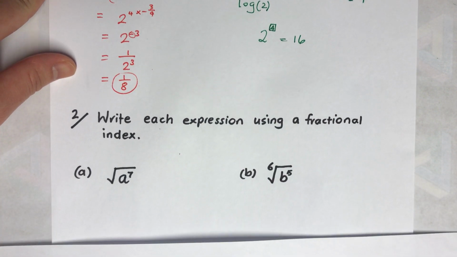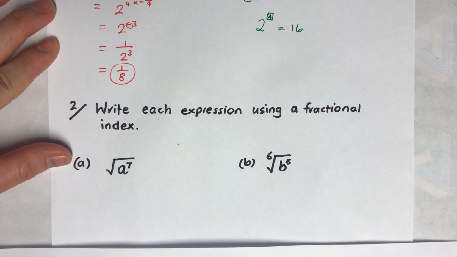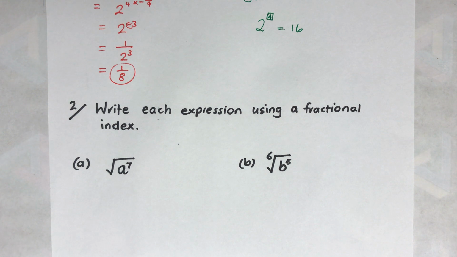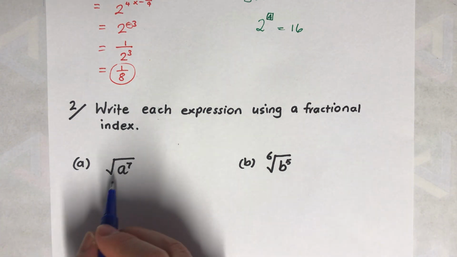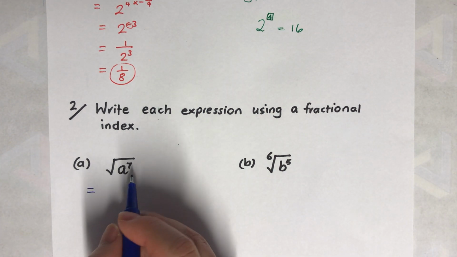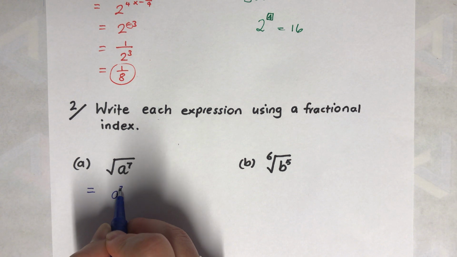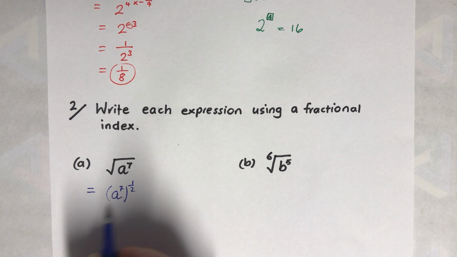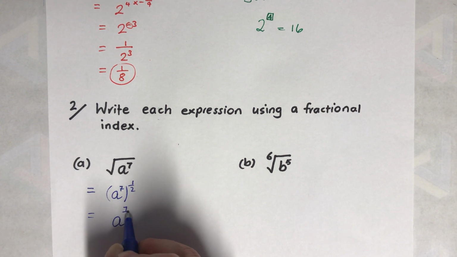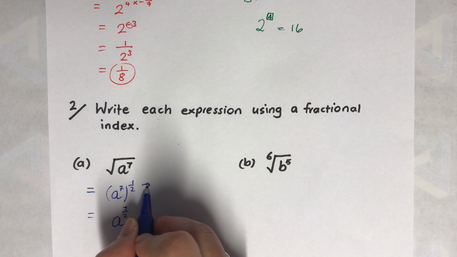All right, question 2. Write each expression using a fractional index. We don't want any values. We want the expression as our answer, and we want the power to be a fractional index. So let's have a look at this. Oh, that's easy. a to the power of 7 by square root, it'll be half. So a to the power of 7 over 2, because it's what?